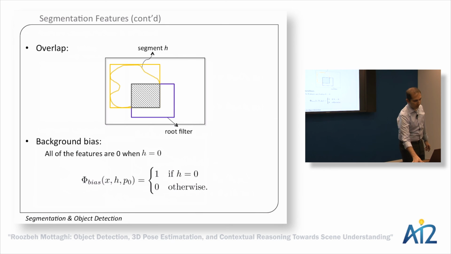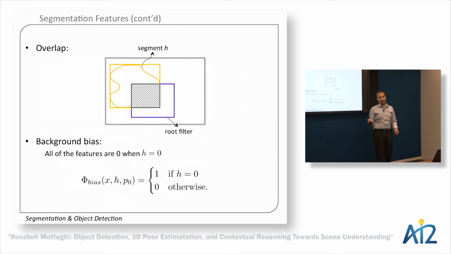We also have 2 additional features. One is the overlap between the bounding box around the segment and the object bounding box. And also we have this background bias. Sometimes we do not want to select a segment, so in that case this term is activated.